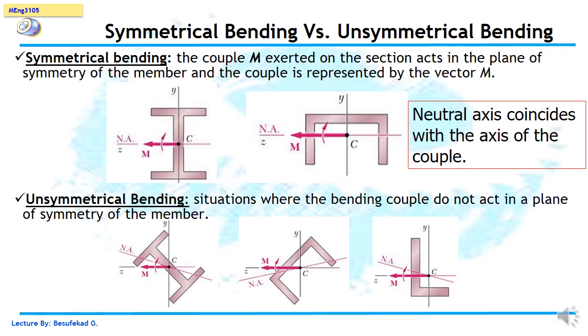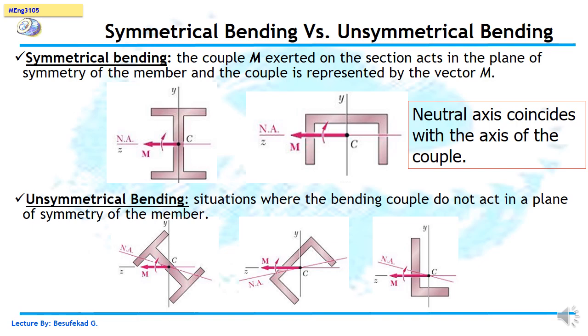How about this one, the I section? The I section clearly has two planes of symmetry. There is no problem on this. But the problem here is that the couple is acting on a different plane. It's not acting on the plane of symmetry. This couple M is not acting on the plane of symmetry. So that's why we call it asymmetric bending.